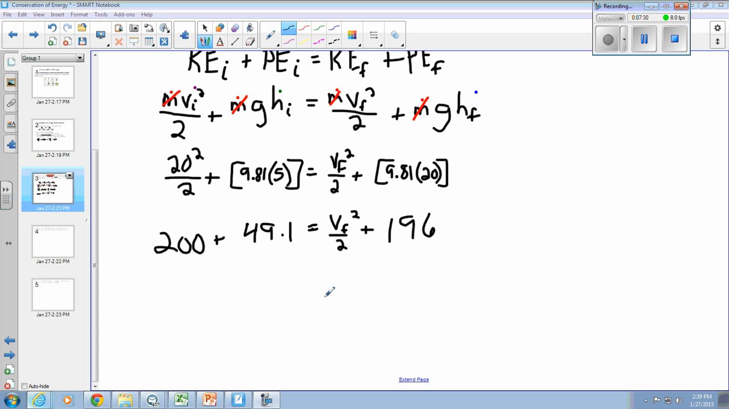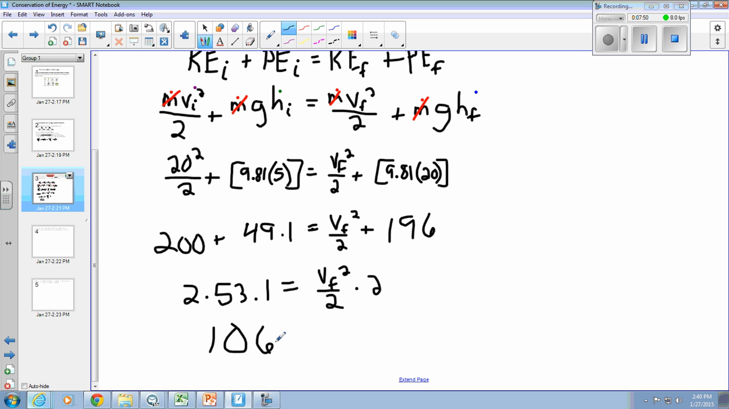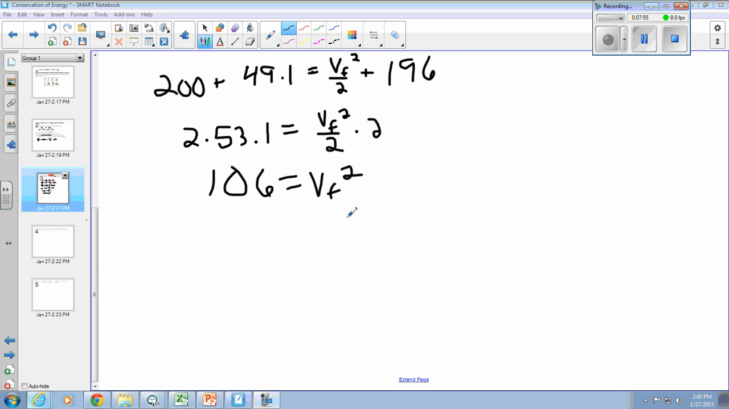200 plus 49.1 minus, subtract over the 196, is going to get you 53.1 on this side of the equation, and VF squared over 2 comes down. Multiply both sides by 2. That equals 106 on this side. Rounded, 106 is equal to VF squared. Take the square root of both sides. So VF equals 10.3 meters per second.